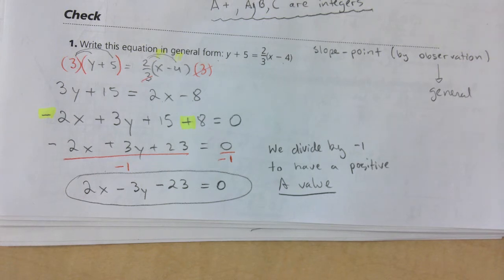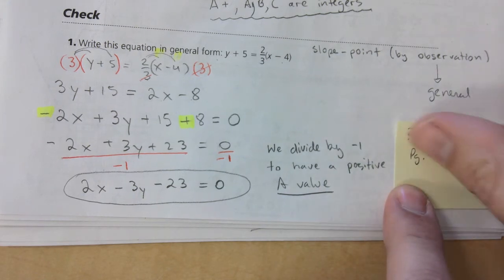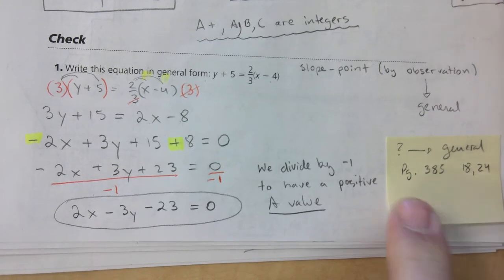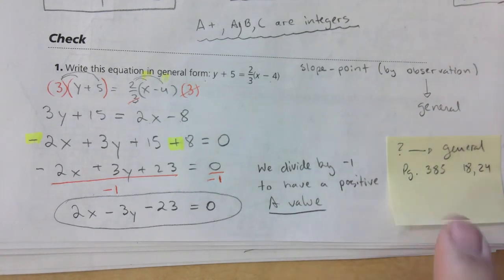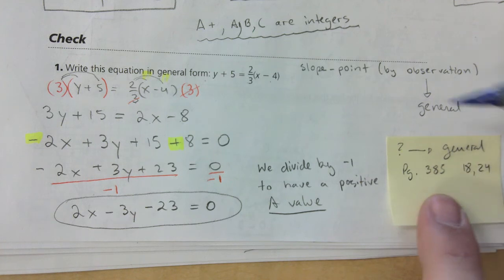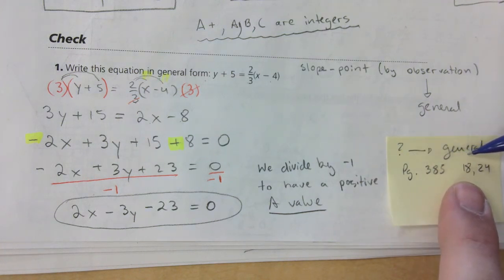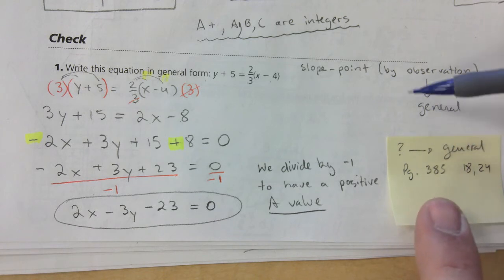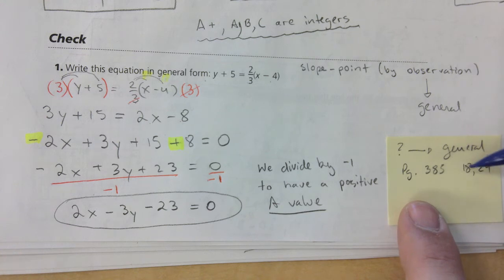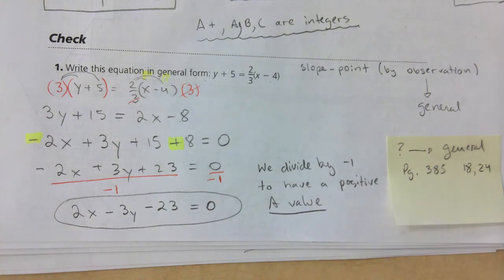Now, my sticky note. If you want to practice these two skills that we just did, this is where you would find it in the textbook. It's basically slope-point or slope-intercept to general form, doesn't matter. Both of these have at least 8 questions, so you can practice doing that and see if you get it.